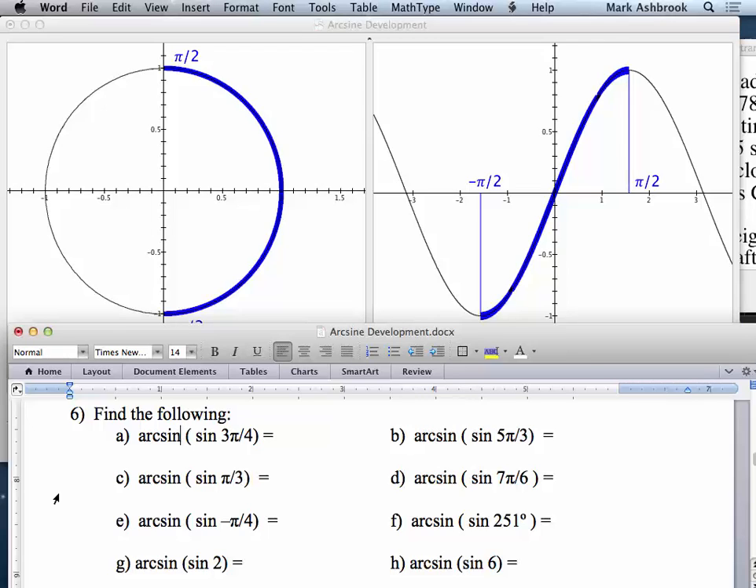All right, why don't you share what you've done? See if you agree with your neighbor. I changed C from pi over 2 to pi over 3. Which doesn't really change the problem, just changes the number.